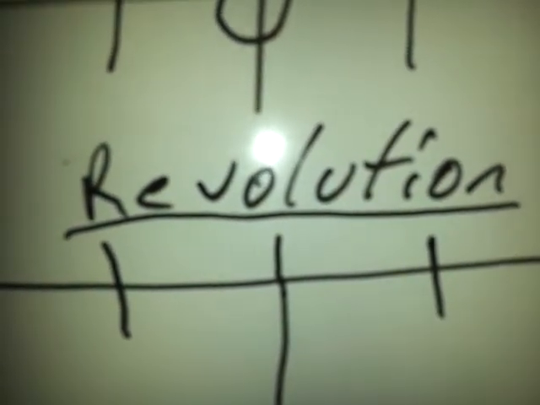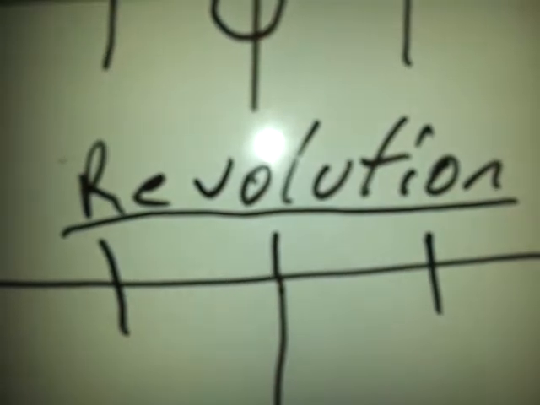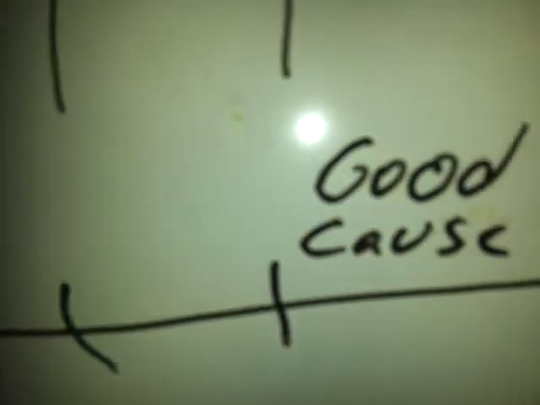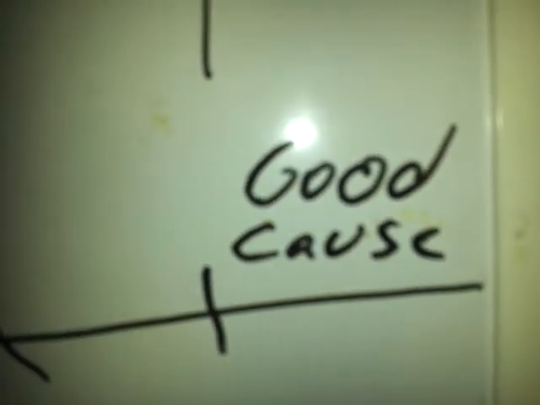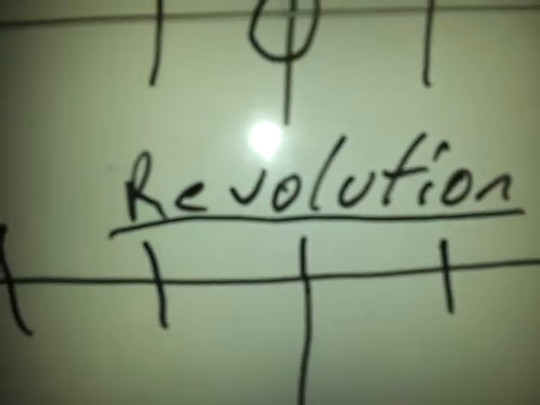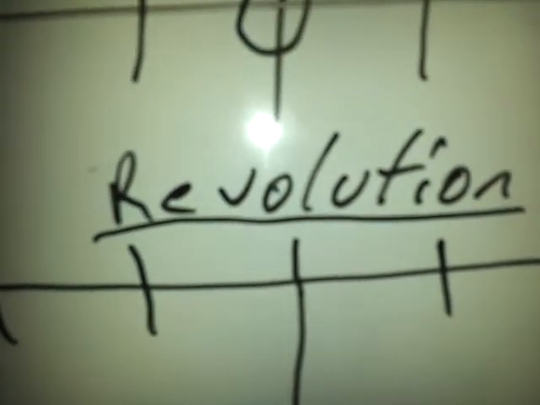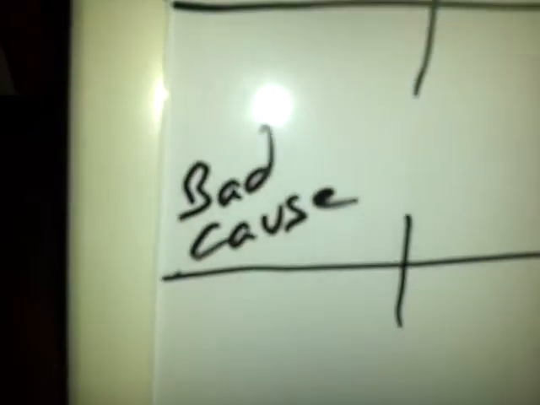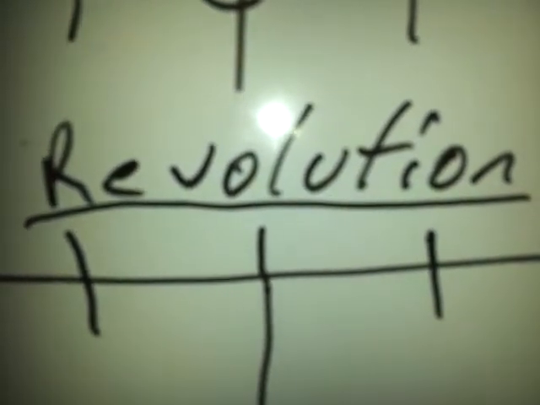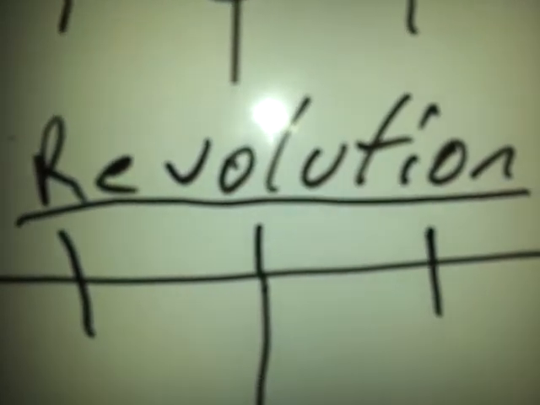And on the scale of revolution, you have revolution for bad causes and revolution for good causes. You have good techniques, good methods, and you have bad methods. But it's all for revolution. In revolution, you want change. You want to change your situation. We talked about this before.